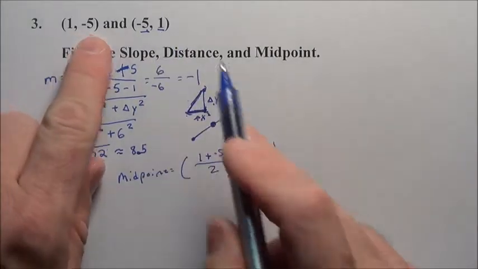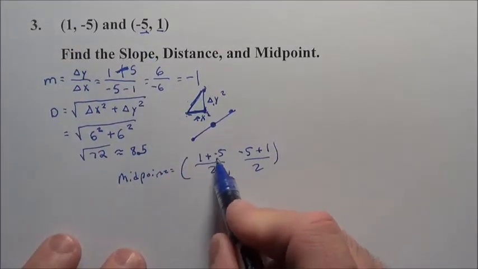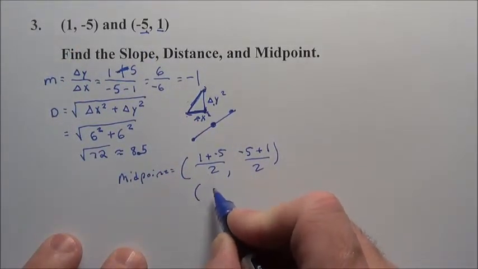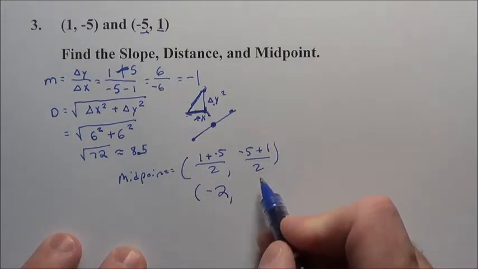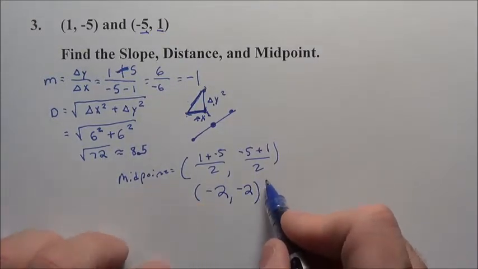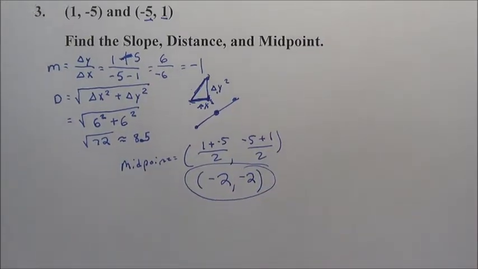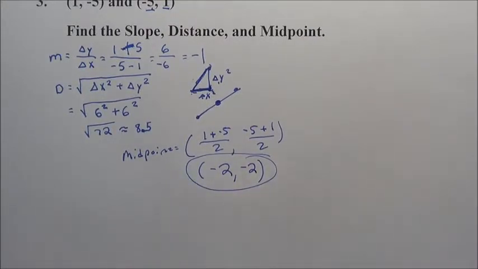I added my Y's right here, negative 5 and 1. Added my X's, 1 and negative 5. That's negative 4 divided by 2. Negative 4 divided by 2 is negative 2. Negative 5 plus 1 is negative 4 again, divided by 2, excuse me. Negative 2. There's our midpoint. Negative 2, negative 2. Very simple. Midpoint, the middle of something. To find the middle, you always add together and divide by 2.